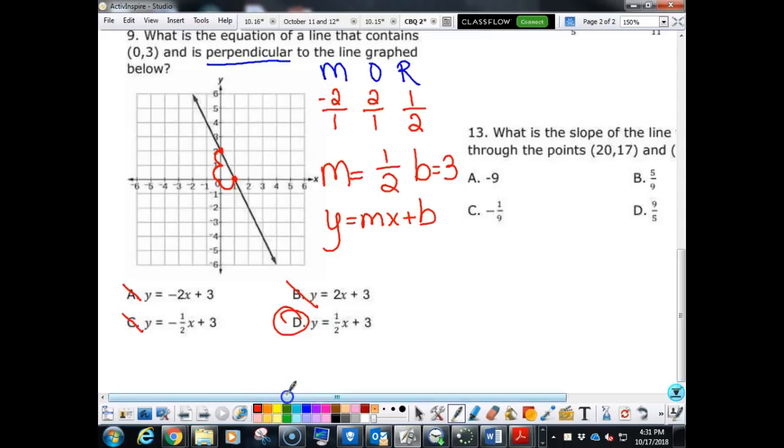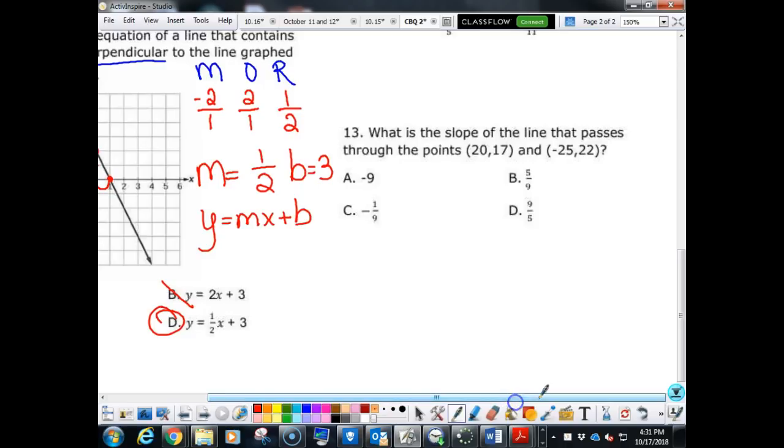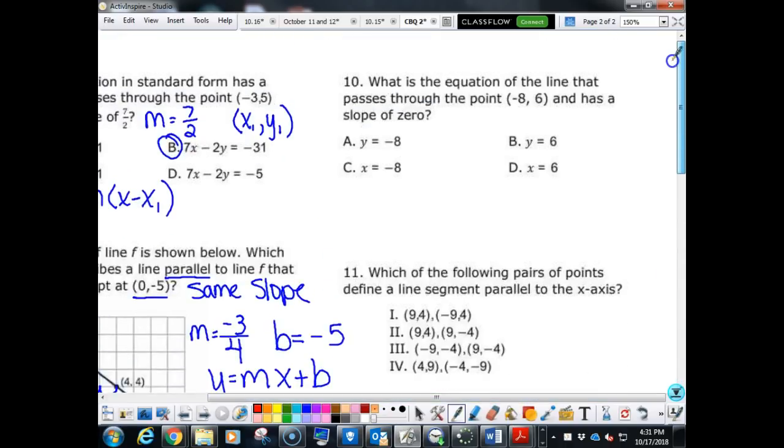Alright. So let's go back up to the top. What is the equation of the line that passes through the point negative 8, 6 and has a slope of 0? Okay. So they give me a slope, which is m equals 0, and the point x1, y1.